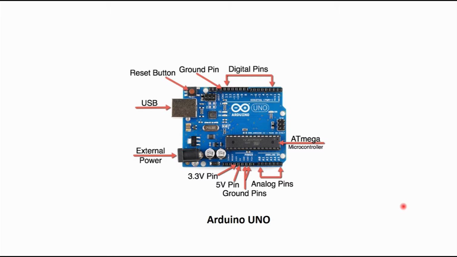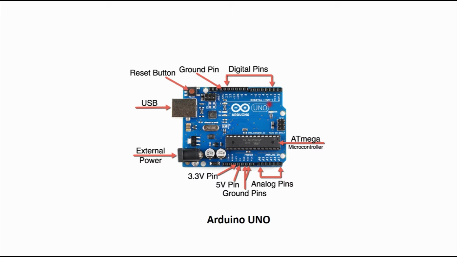board. Now this is a simple board. It has an ATmega328P microcontroller. It has 14 digital pins, 6 of which are for PWM output. It has 6 analog input pins. It has a flash memory of 32 kilobytes and a clock speed of 16 megahertz.